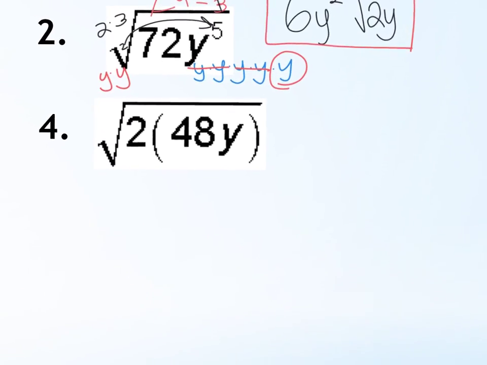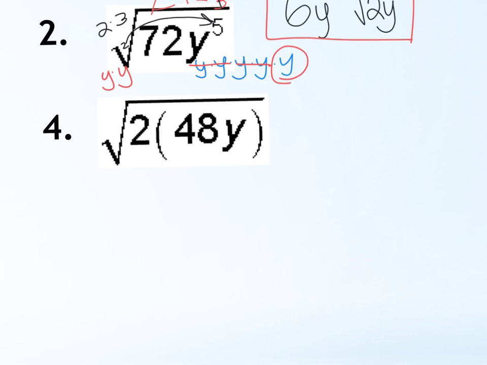Okay, 4, I've got 2 times 48. So I can multiply that out and then break it down again, but I'm still going to just break it down, so I might as well leave it as it is. 48 would be 2 and 24, which is 2 and 12, which is 2 and 6, which is 2 and 3.